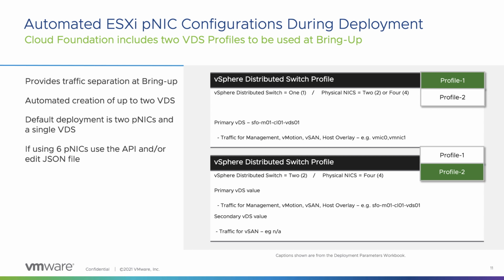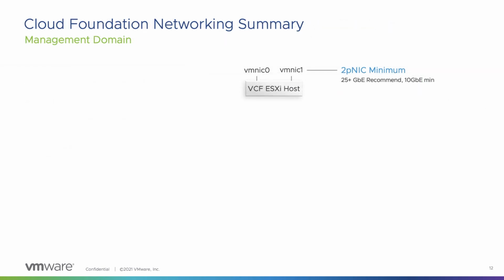The bring-up process facilitates deploying hosts with 2 or 4 pNICs using the deployment parameters worksheet. Customers looking to deploy 2, 4, or 6 pNICs can also use the API. To configure 6 pNICs, the API must be used. Within the deployment parameters sheet, there are 2 profile types to choose from, which provide different levels of traffic separation. The first profile allows more pNICs to be added to the default VDS, and the second profile separates vSAN traffic in a second VDS. So in wrapping up, let's bring all these concepts that we've discussed together.